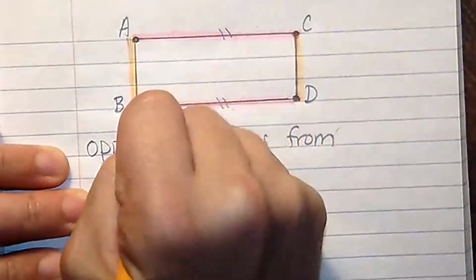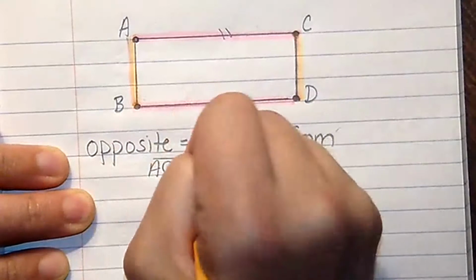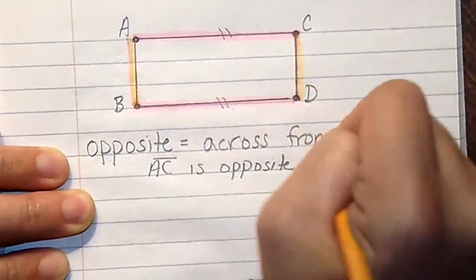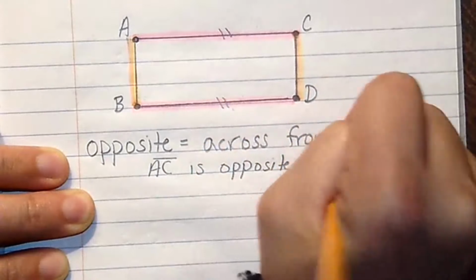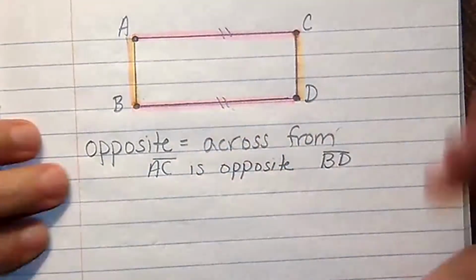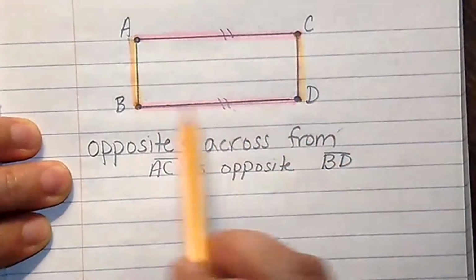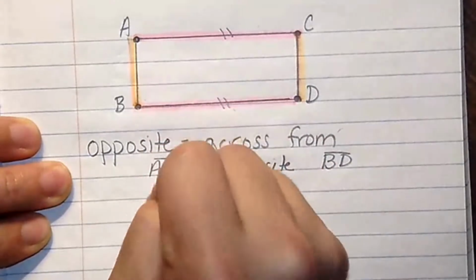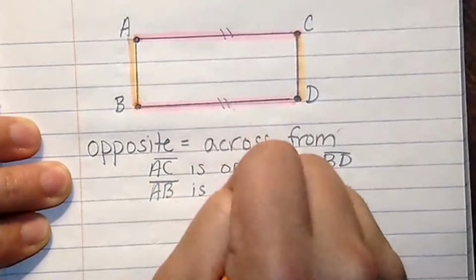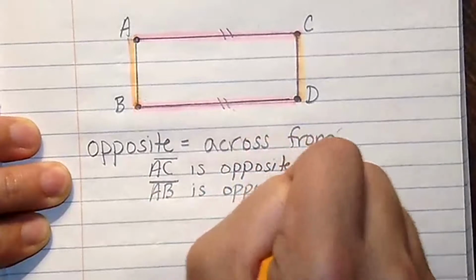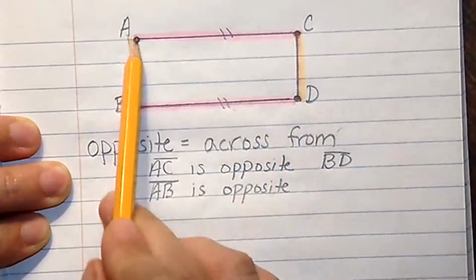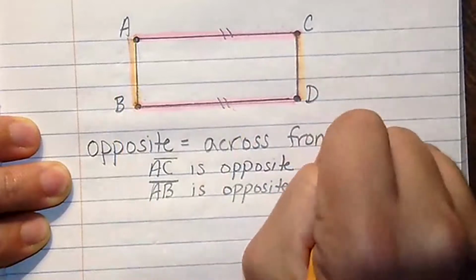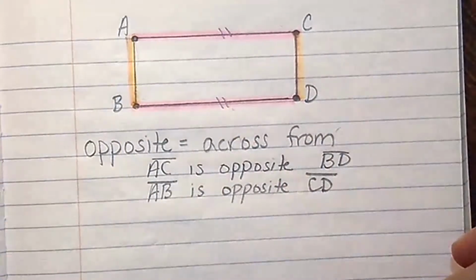So I could say AC is opposite BD. AC is opposite BD. I could also say AB is opposite... What is AB across from? CD. Good. So that's what opposite means.